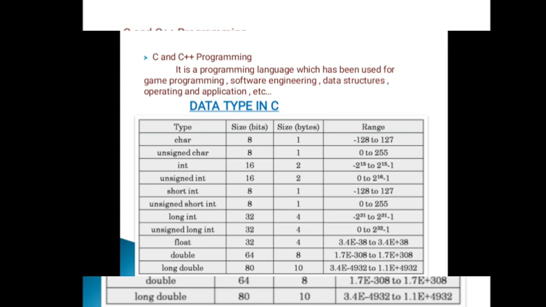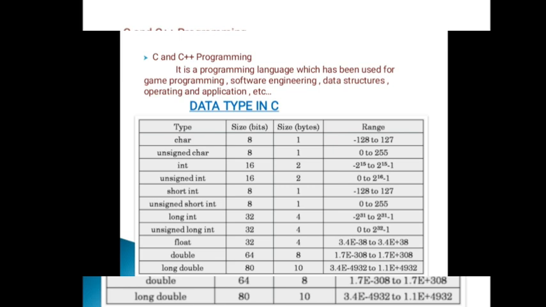Long int, that means 32 bits, 4 bytes, which is ranging from -2 power 31 to 2 power 31 minus 1. Unsigned long int, that means 32 bits, 4 bytes, range is 0 to 2 power 32 minus 1. Float is also 32 bits and 4 bytes, which is similar to unsigned long int or long int, and this range is 3.4 e minus 38 to 3.4 e plus 38.